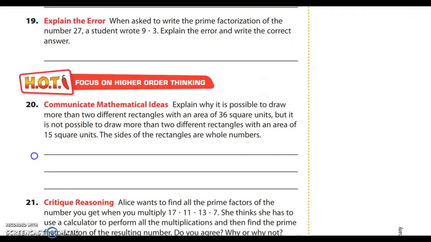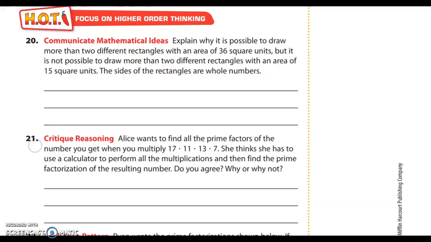All right, number 20. These are the hot questions, and we're going to try at least a couple of them. Number 20 reads, communicate mathematical ideas. Explain why it is possible to draw more than 2 rectangles with an area of 36 square units, but it is not possible to draw more than 2 rectangles with an area of 15 square units. The sides of the rectangles are whole numbers. So let's start with 15.